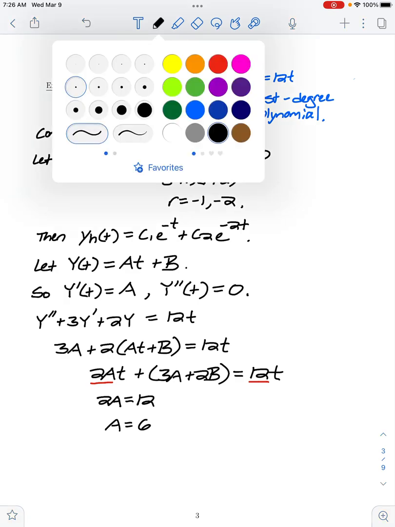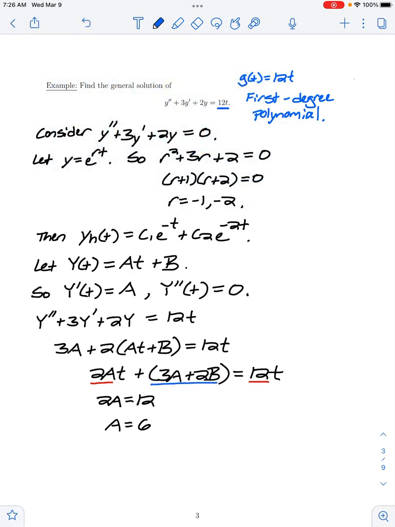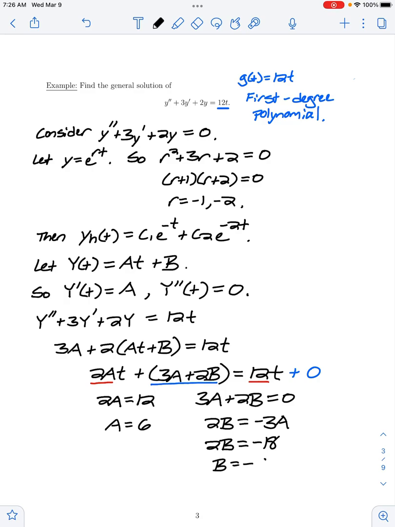And then equating my constant coefficients, 3a plus 2b would have to equal 0, since I didn't have a constant term on that right-hand side. So we find that 3a plus 2b has to be 0. So 2b would be negative 3a. And since a was equal to 6, we have 2b is negative 18, and therefore b would be negative 9.